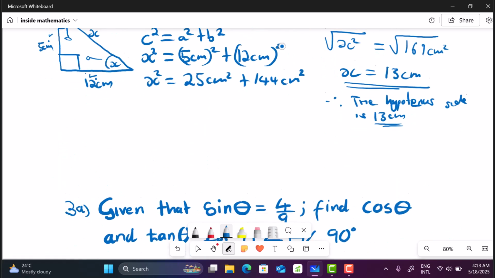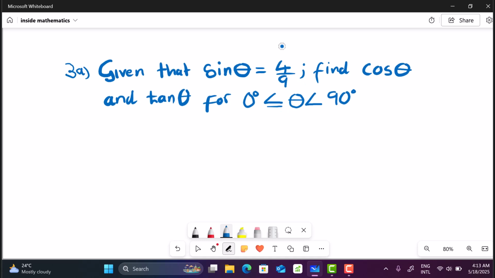Now I want you to solve this question. You know, Pythagoras' Theorem and the trigonometric ratios work hand in hand, so it is better that we also take a look into questions like this. I hope you solve this question. See you in the next video when we take a look at the answer for this question.